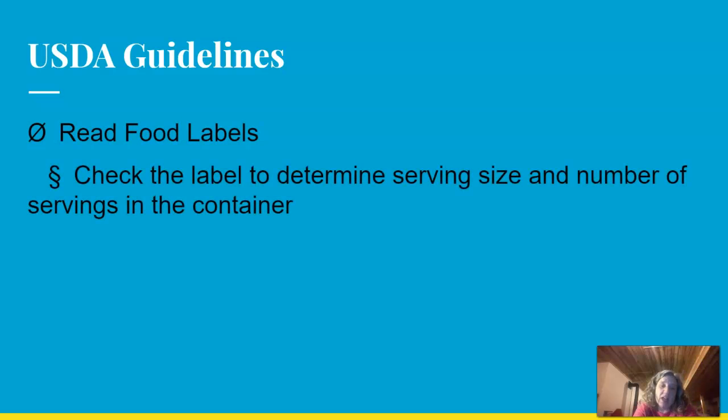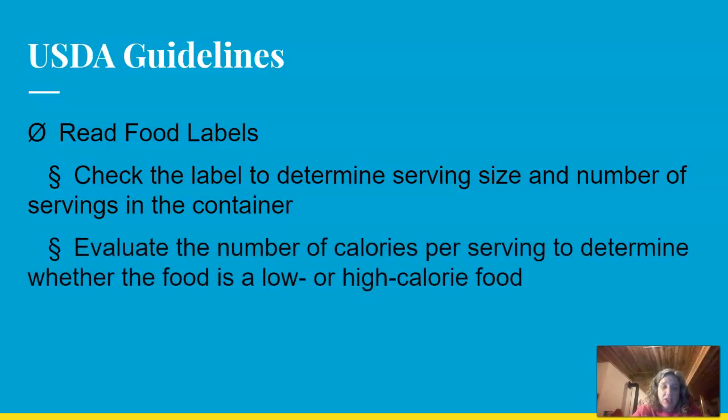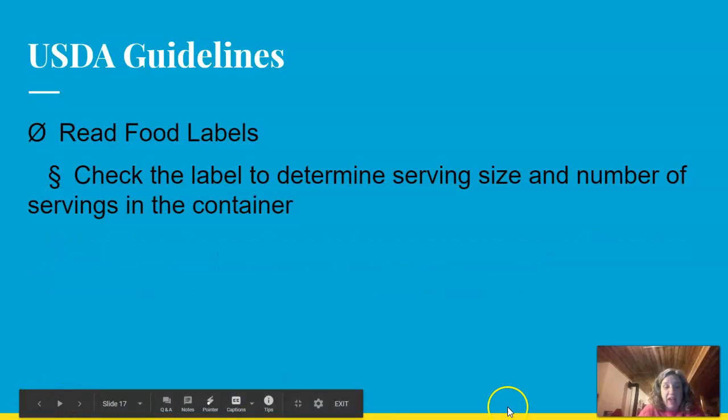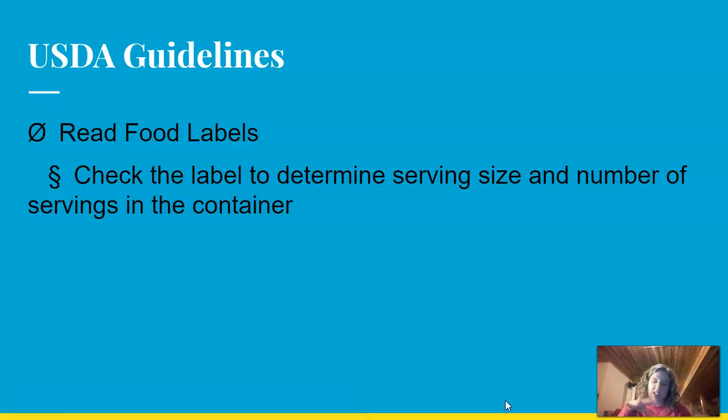Reading food labels. Check the label to determine the serving size and the number of servings in the container. So this is important because let's say I get a bag of chips, and you think it's an individual bag of chips. It's a smaller bag, so you think, hey, it must be individual, one serving size, and you eat the whole bag of chips, and then you look and, oh, there were 2 servings in there. It's actually double the calories that was in there.